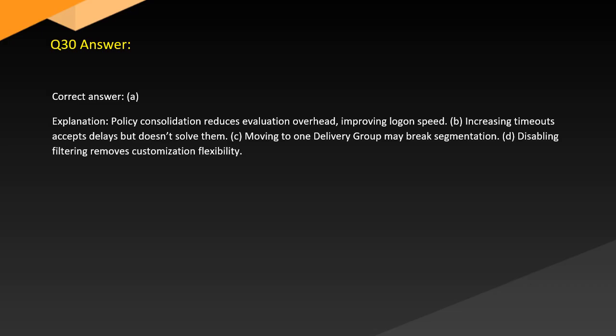Answer. Correct answer A. Explanation. Policy consolidation reduces evaluation overhead, improving logon speed. B. Increasing timeouts accepts delays but doesn't solve them. C. Moving to one delivery group may break segmentation. D. Disabling filtering removes customization flexibility.